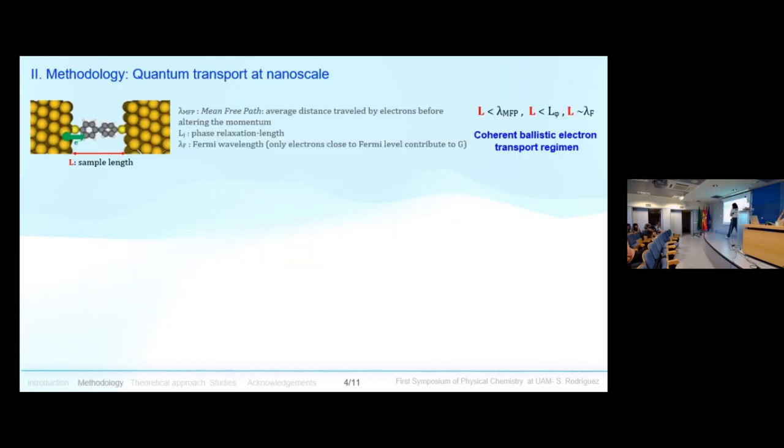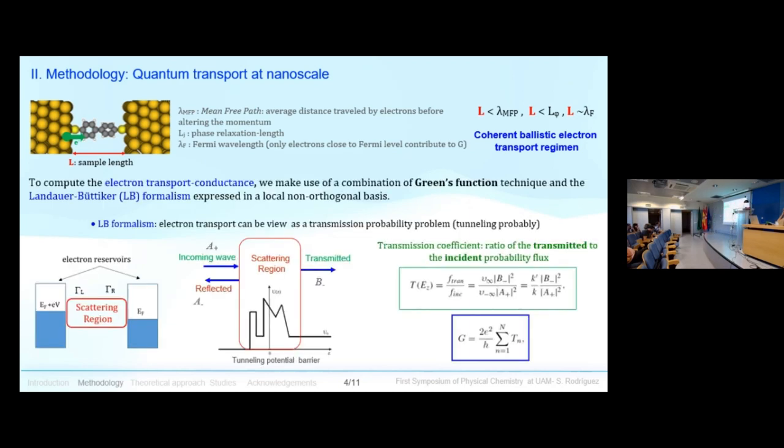So according to the length scale of this kind of conductor, usually between 1 and 3 nanometers, the electron transport operates in the ballistic coherent regime. So for the calculation of the electronic transport or the conductance, we make use of the combination of the Green function technique and the Landauer formalism expressed in a local non-orthogonal basis.